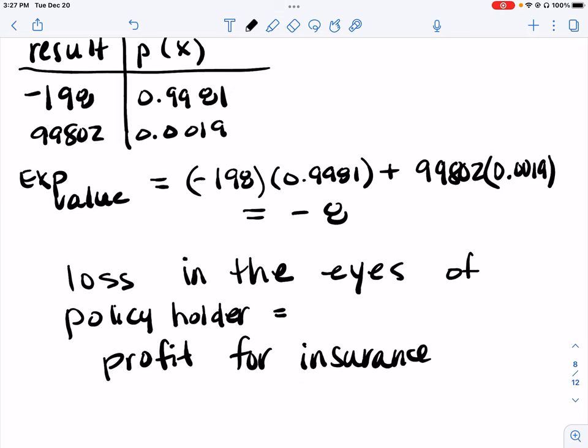Now, -8, we're looking at this in terms of the eyes of the policyholder. So it's a loss for the policyholder on average, which is a profit for insurance. This is how policy payouts and premiums are determined, because the insurance company is not going to stay in business unless they make more money on average than they spend out.